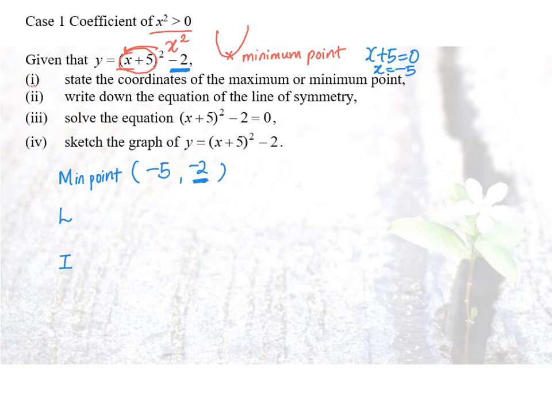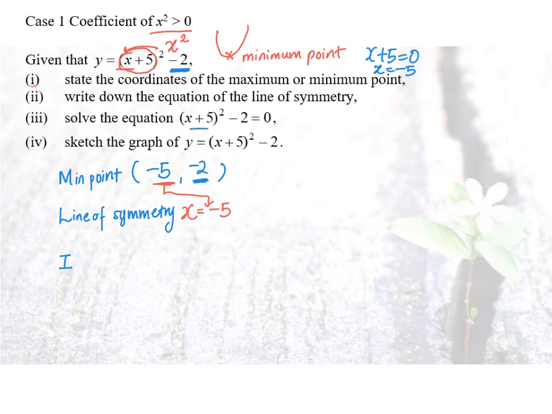After M, we'll find our equation of the line of symmetry. The line of symmetry usually always cuts the x-axis. So we must remember to write x equals, and in this case it is x equals the x coordinate of the minimum point, -5. Now the next question says to solve the equation.